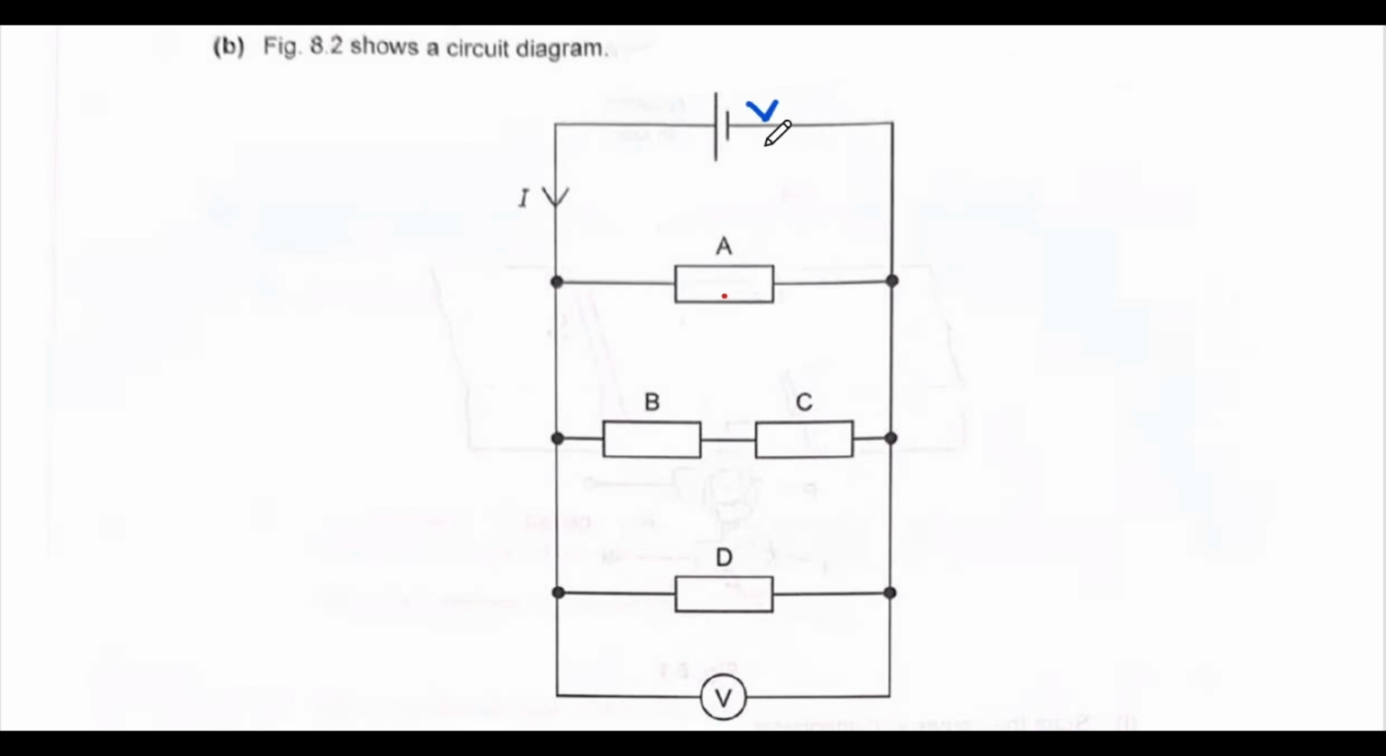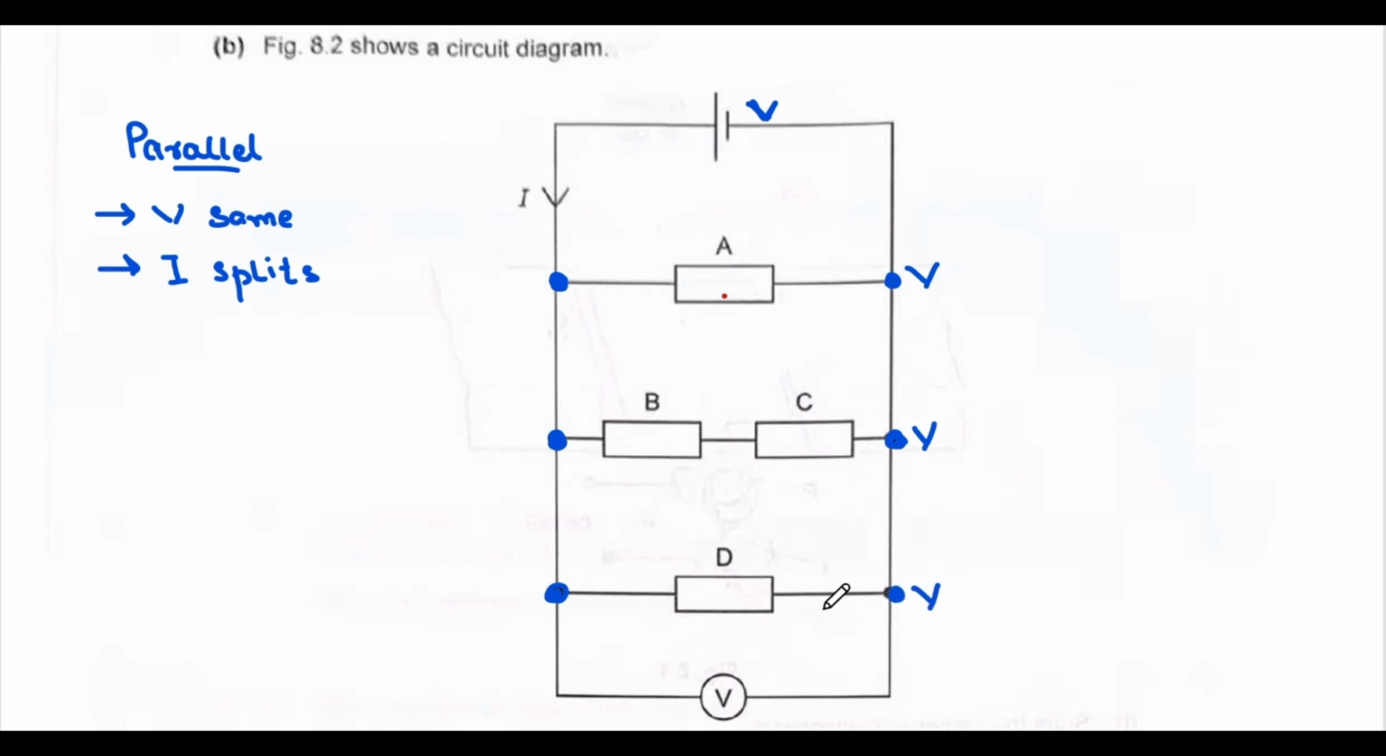Now let's suppose that the voltage supplied by the battery is V and it's a parallel combination. In a parallel combination, the voltage across each junction is the same and the current splits at every junction. So the voltage across the first junction, which is connected to a resistor, would be V. This junction would also receive V and the last junction would also receive V, and the current will split.